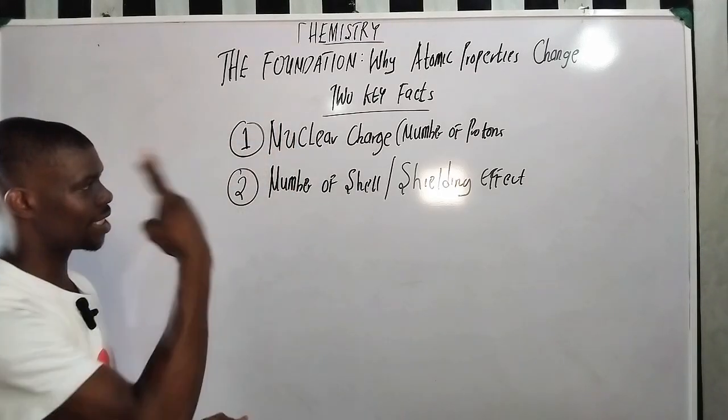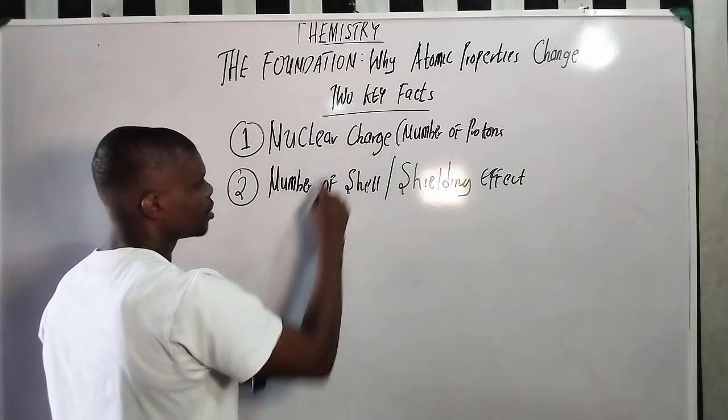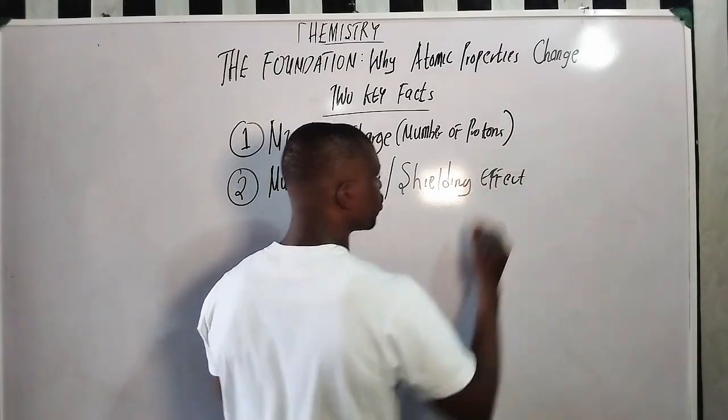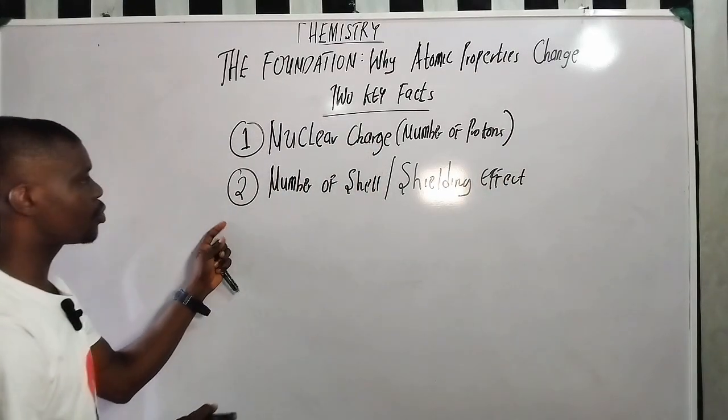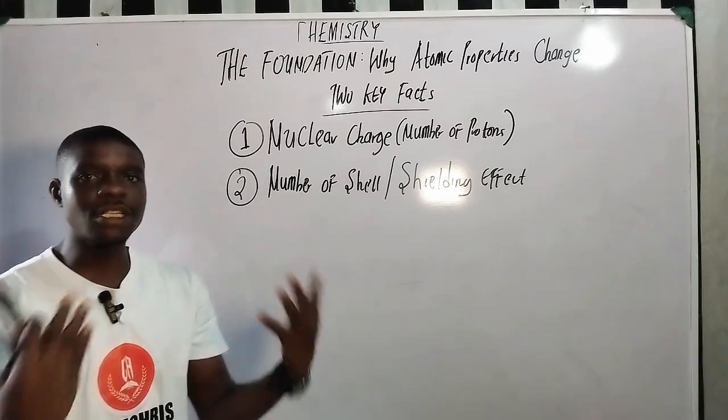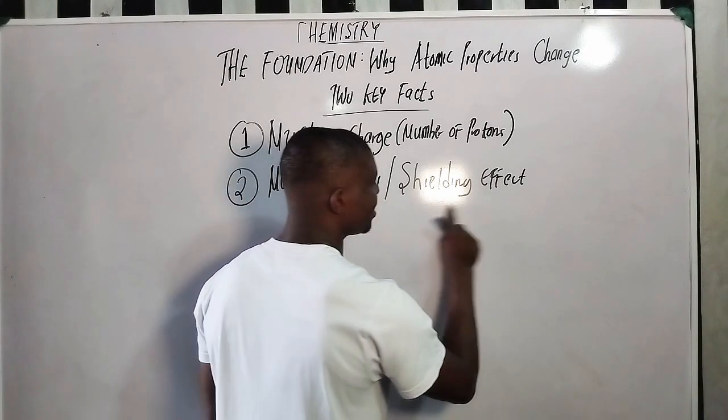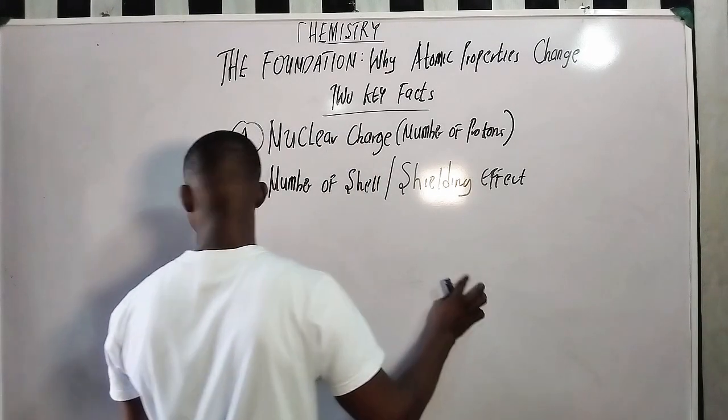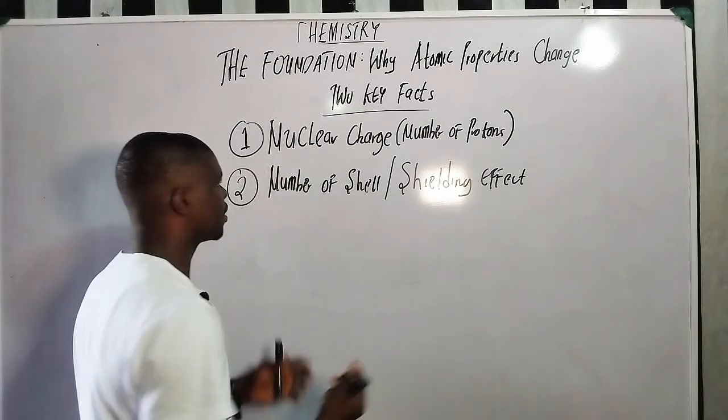So here we have two key facts. The first is the nuclear charge. Nuclear charge means the number of protons, which I'm going to explain. Number two is the number of shells. This number of shells means what? The shielding effect. So now let me explain to you.